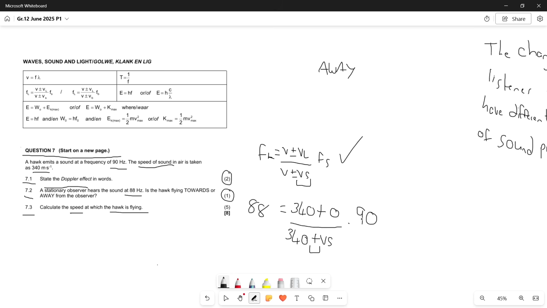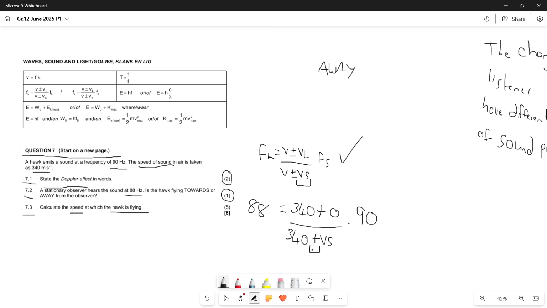But what we can see is that the source is 90, but the perceived frequency is 88, which means we have to divide by a bigger number here in order to get a smaller number here, because the frequency the listener perceives is inversely proportional to the velocity of the source. So if we subtract, this answer will end up being bigger because of the ratio here of 340 over whatever is at the bottom here.